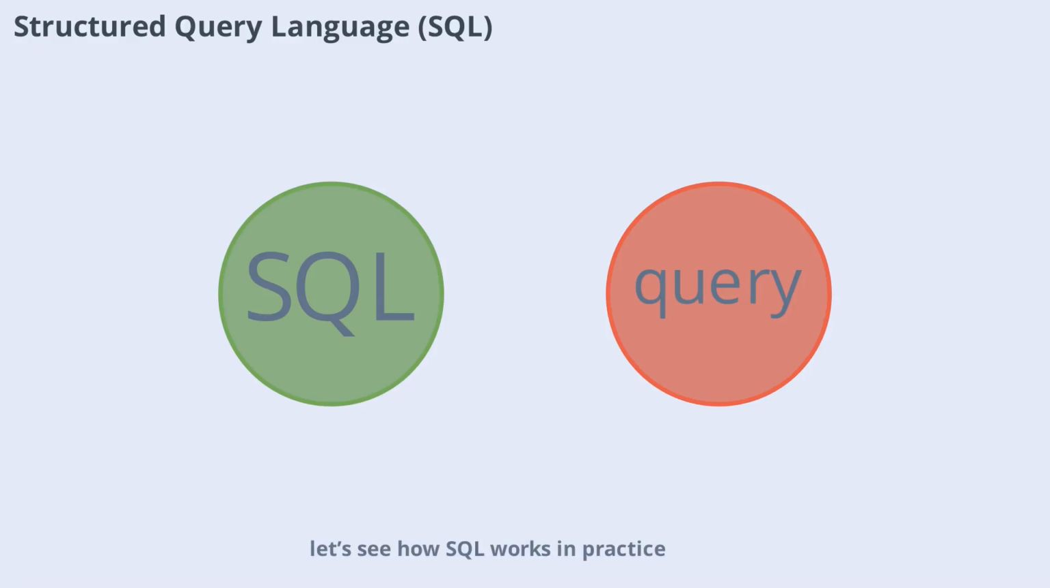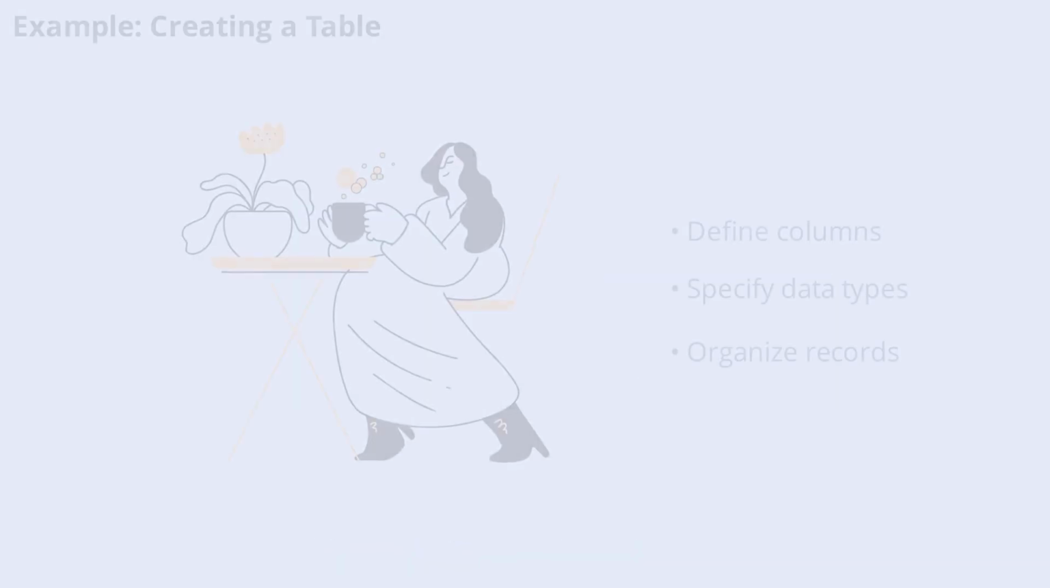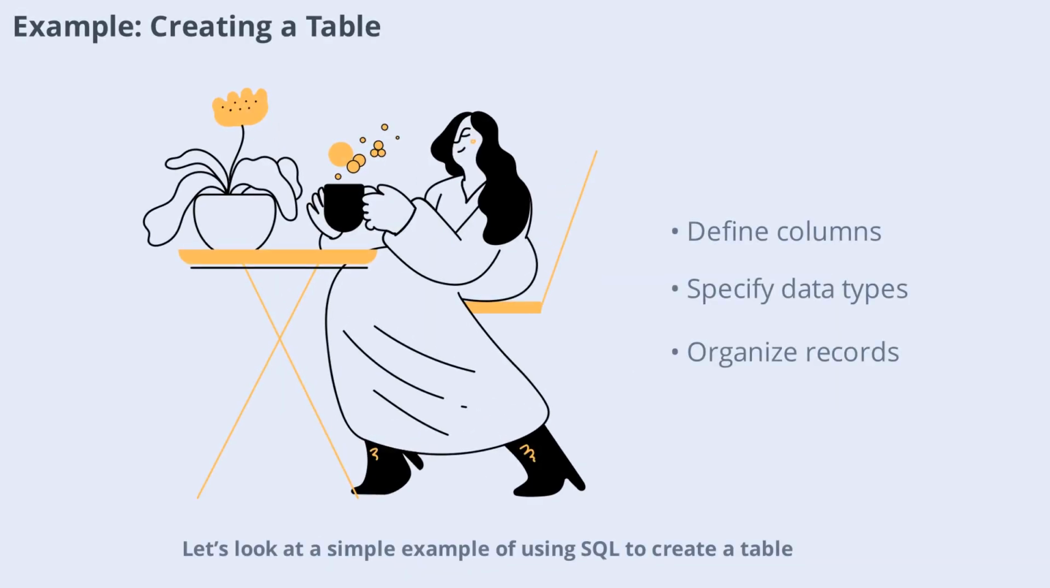Next, let's see how SQL works in practice. Let's look at a simple example of using SQL to create a table. Suppose you want to store information about books in a library. Using SQL, you can define a table with columns for the book's title, author, publication year, and ISBN. This structure ensures that every book record is organized and easy to retrieve. By specifying data types for each column, you help the database maintain consistency and prevent errors. This process is fundamental to setting up any traditional database.